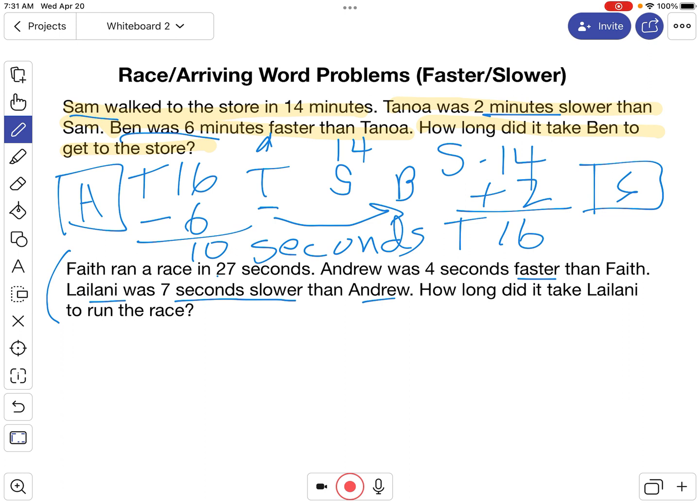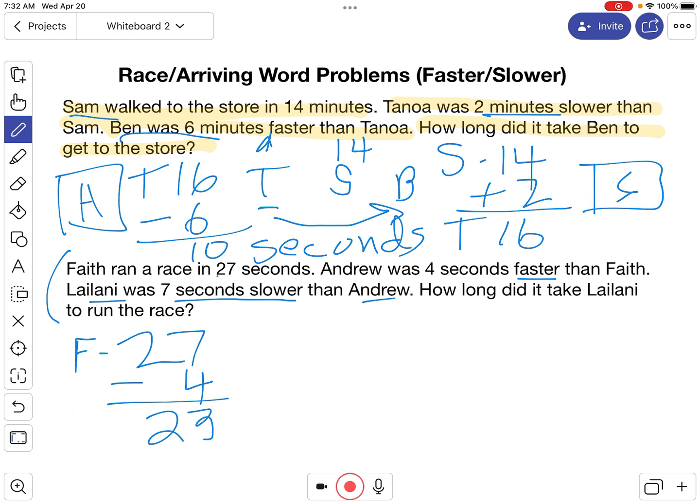Well, we're going to start off with Faith at 27. I like to put letters next to these so we can keep track of who's who. And then it says Andrew was 4 seconds faster. Faster means better, which means a lower time. And in order to get a lower number, I have to subtract 4. 27 take away 4 is 23.